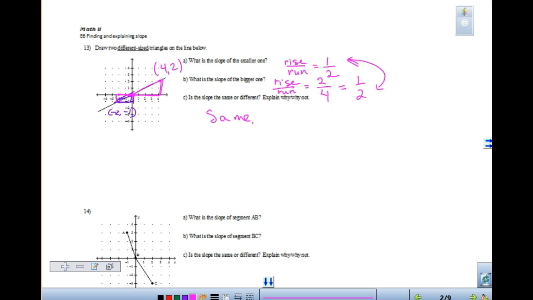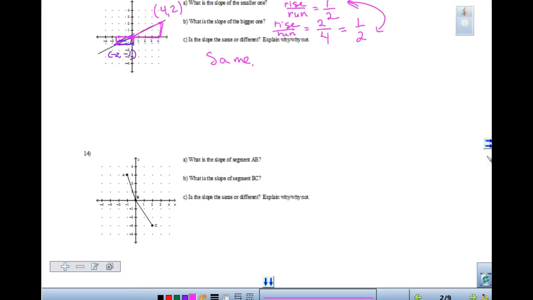So it then asks us down here to do the same thing. Find the slope from A to B. So if I'm looking at this one, okay, Ella, going from A to B, rise over run. What did you have? 3. Positive 3 or negative 3? Negative 3. And my run is 1.